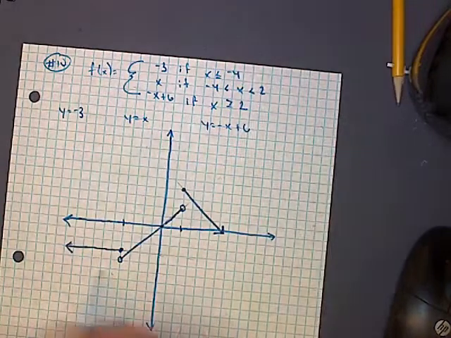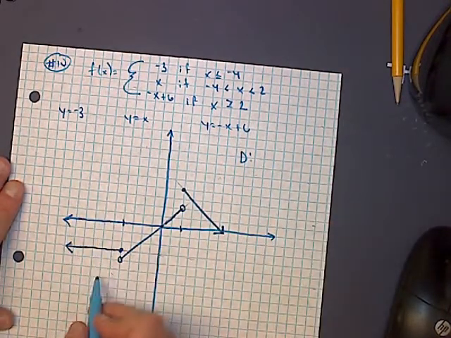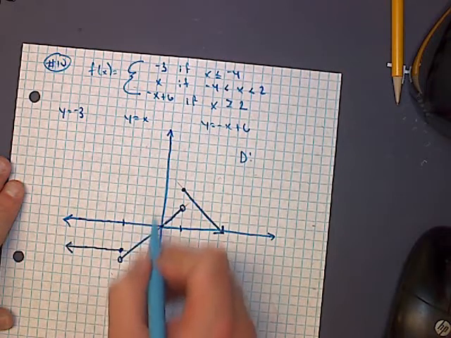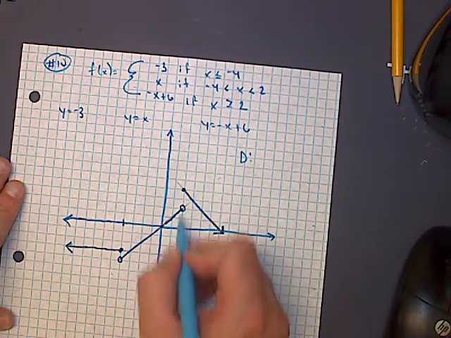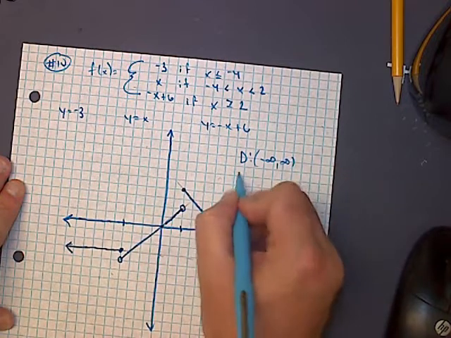Now domain and range. The arrow keeps going, so negative infinity, that cancels that out. That cancels that out. And it keeps going, so domain is all real numbers. Range.